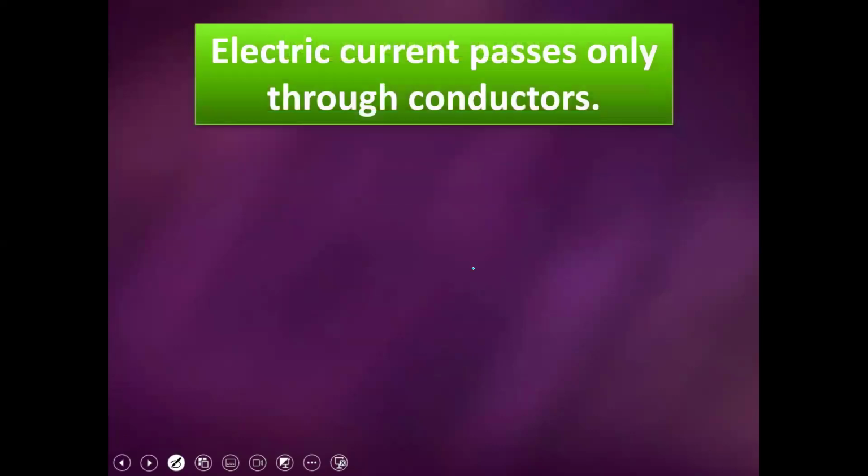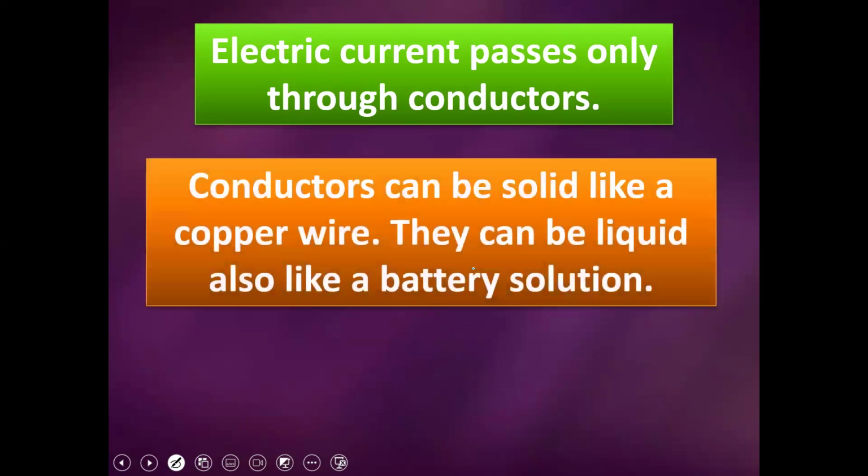We build our next concept. This will be our second concept: electric current passes only through conductors. It means not everything conducts electricity; plastic and wood do not conduct electricity. This is the concept of conductors. The majority of conductors in our world are solid, and copper is a very common example.